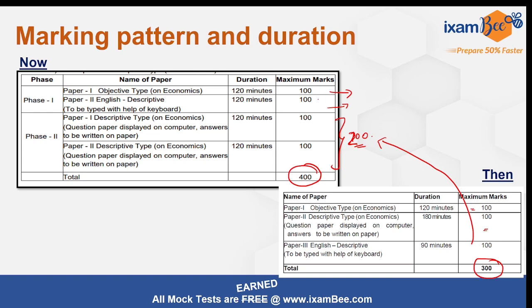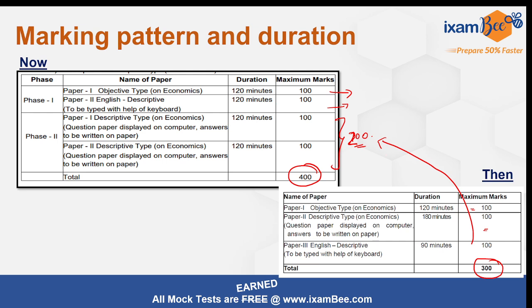Of course, phase 1 will still be used to help you qualify for the next phase based on your performance in the first phase, right? So it will become very important for you to maximize your objective economics as much as you can, because this will be added in your final marks also.